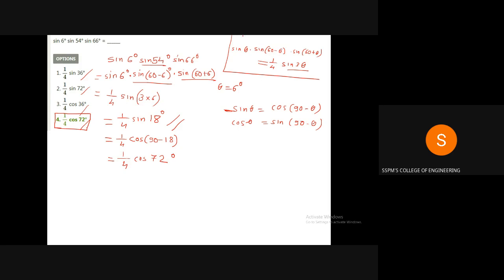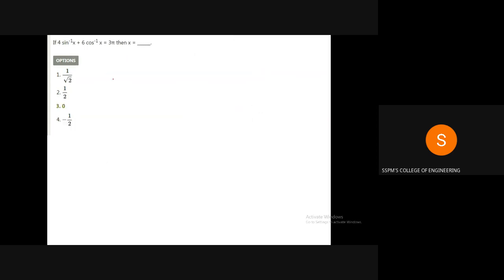Okay. So remember this formula, that is sine theta into sine 60 minus theta into sine 60 plus theta is equal to what? 1 by 4 sine 3 theta. That is the formula that you should remember. Okay. Now next question is, here a term is given and we have to find the value of x.